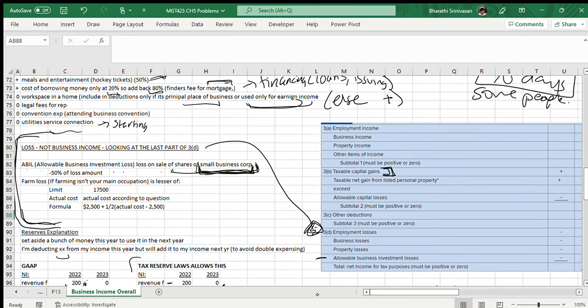Another thing is a farm loss. Let's say you partnered up with somebody to run a farm, and if farming isn't your main occupation, then the maximum loss that you can allow is the lesser of these. There's a hard limit of 17,500. There's also your actual cost according to the text question. There's also a formula here: 2,500 plus 1/2 of the difference between the actual cost minus 2,500. Whichever one of these is lower, that's the amount you can include as part of your farm loss. Okay, that's it for business loss, business income.